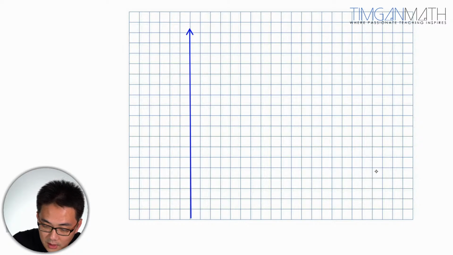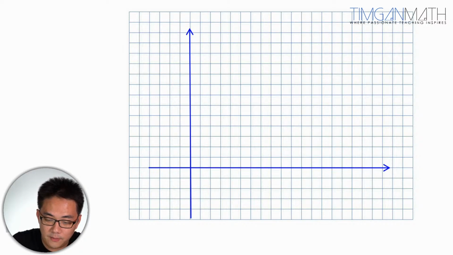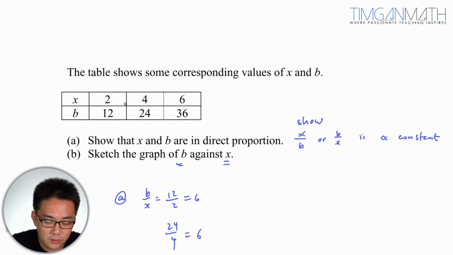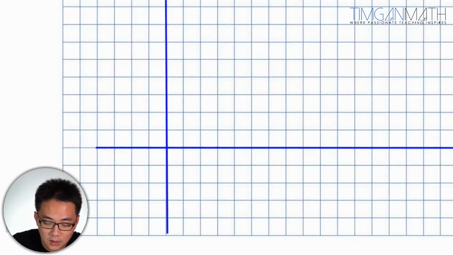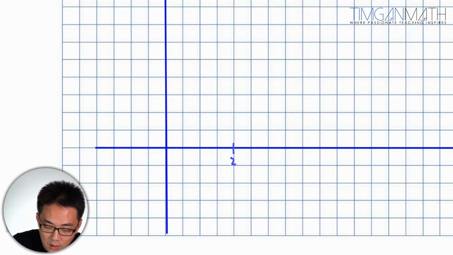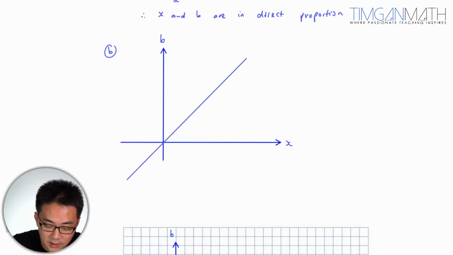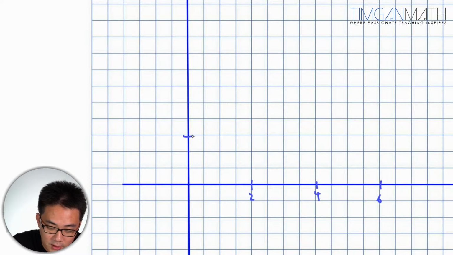I'm going to draw this b here, and this is x. If you were to draw b against x, just use any kind of scale. So 2, 4, 6 for x value. So you just use 2, 4, and 6 here. After which I have got 12, 24, and 36. So 12, I could just use 3 units, and 24 and 36 will be here.